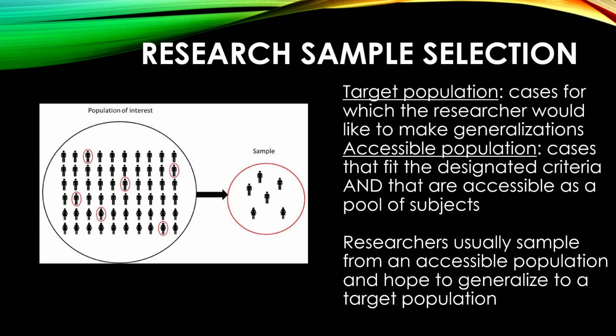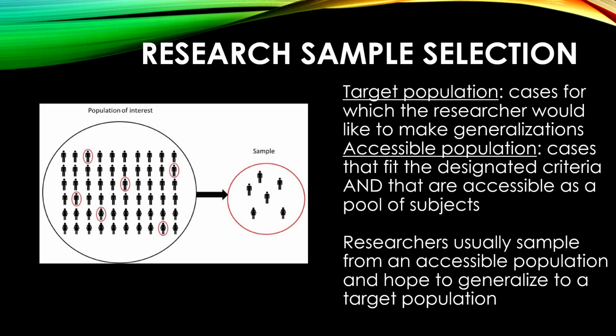The first step that we take whenever we're going to run an experiment is to come up with who's going to be in our sample. And so typically what we do is we come up with, well, who's our target population? Which group of individuals are we wanting to be able to generalize the results to? But then we have to realize that not everyone's accessible within that target population. And so we realize we have to go with the accessible population, which means that they fit designated criteria like our inclusion and exclusion criteria, and subjects that are accessible as a pool of subjects.